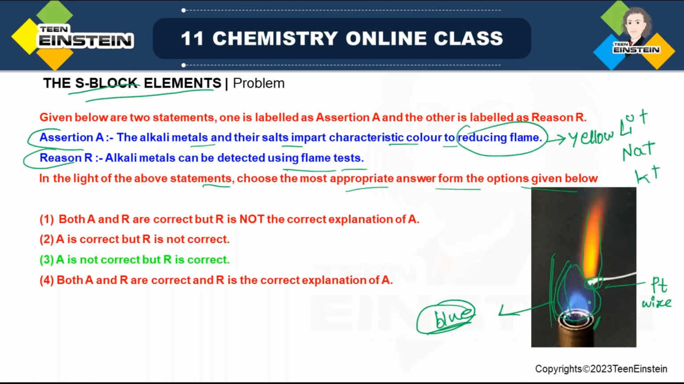So the statement given in the assertion is actually partially correct. It is not fully correct. This part is not correct, so we cannot say that as a whole this statement is correct. Option 3 is saying that A is not correct, but R is correct. So this option we have to choose. Okay.